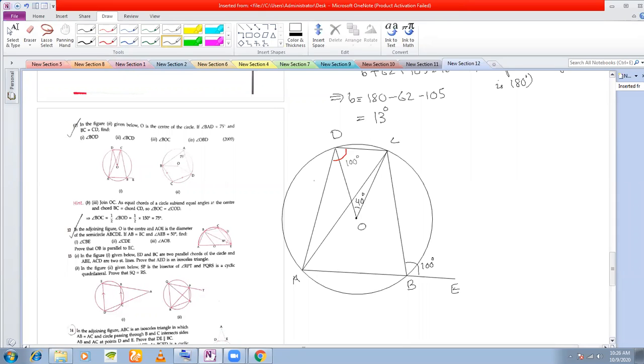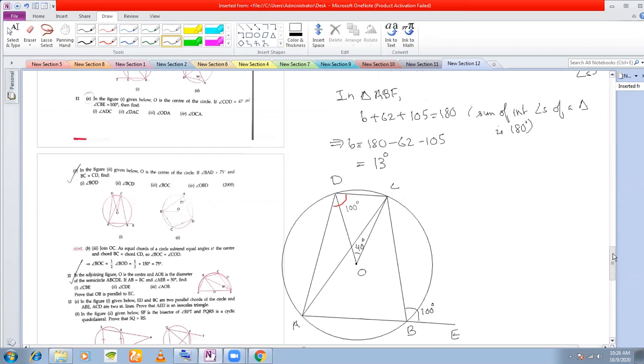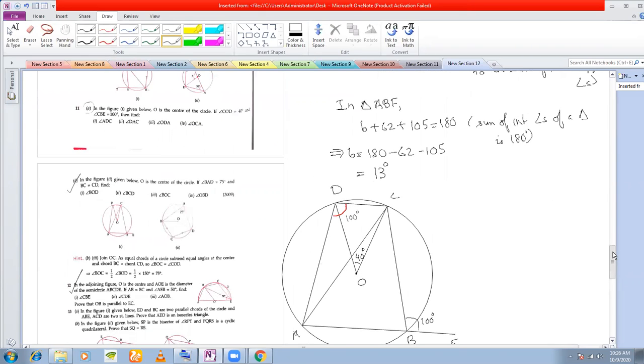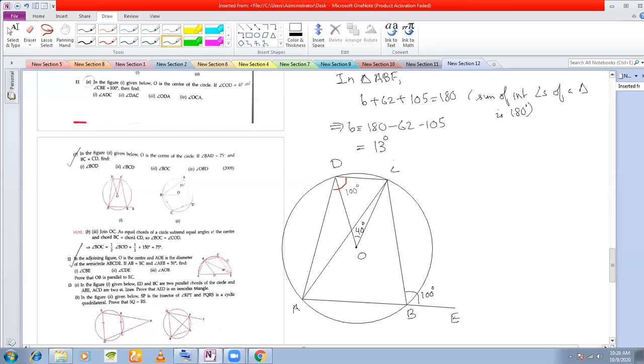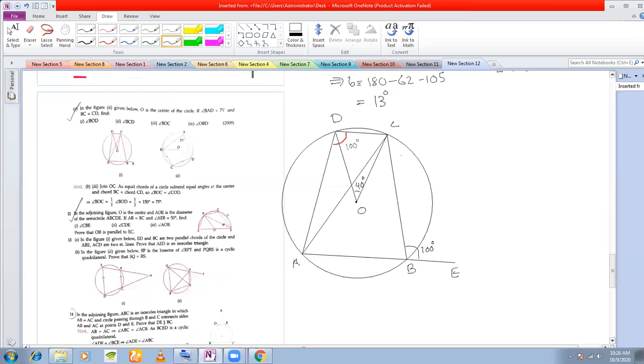Fine. Next angle that we need to find here is DAC. Can anyone tell me DAC? DAC is also very simple. 20 will be the answer. 20, half of 40. If you see the angle at the center subtended by this arc, it is 40, and this is double of that, so this is 20.